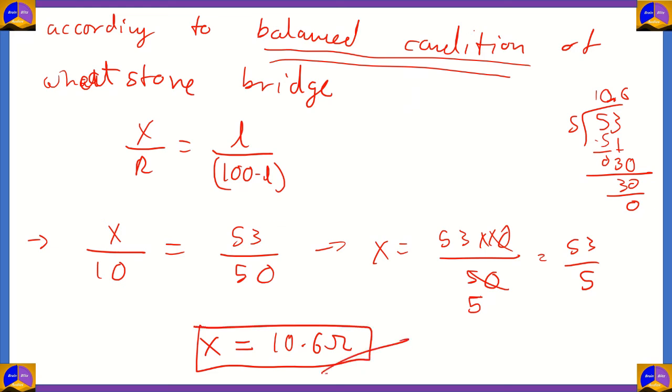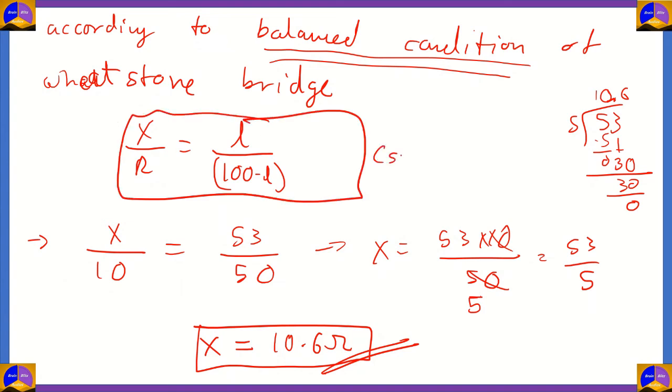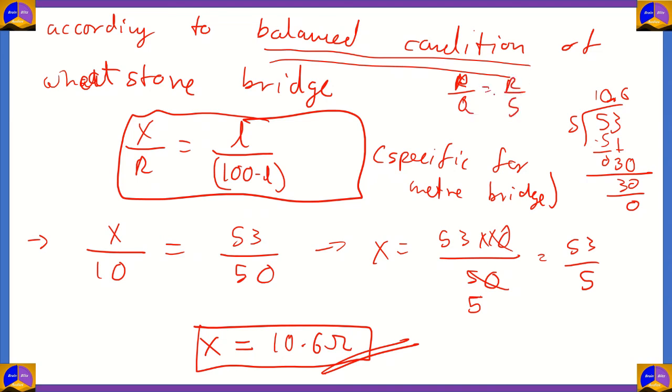And we found this quantity by using the balance condition of the Wheatstone bridge, wherein X by R equals L divided by 100 minus L. Now this formula that we just wrote is specific for a meter bridge. The original formula is just P by Q equals R by S, where P, Q, R, S are the 4 resistances in a Wheatstone bridge. Since some of those values are based on the balancing length, the specific formula for meter bridge goes like this: X by R equals L by 100 minus L.